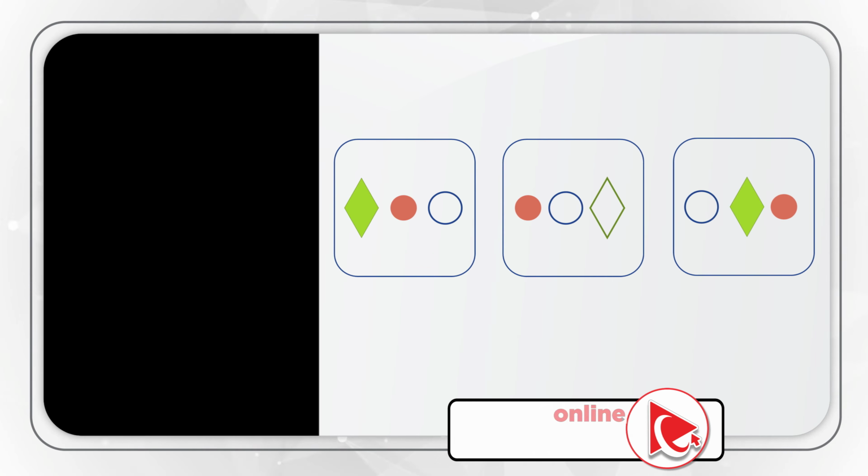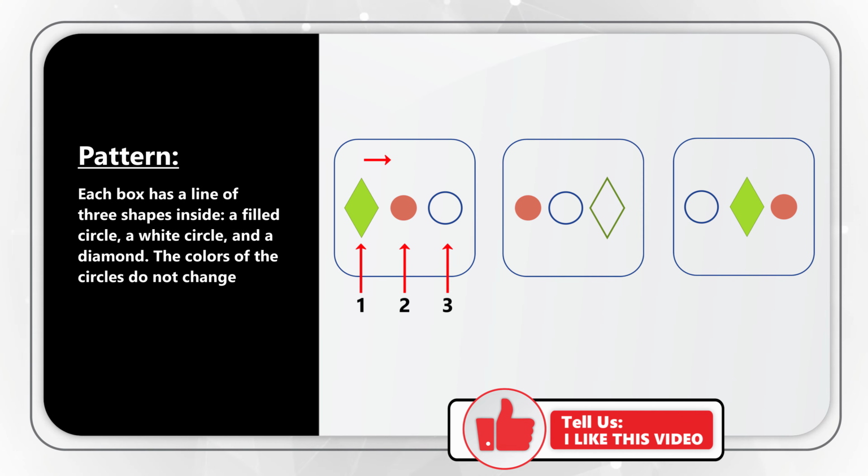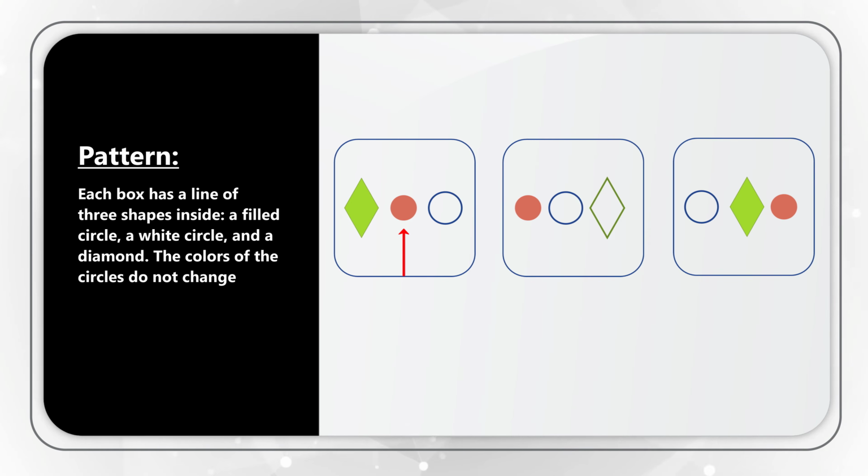If you take a close look at the shapes inside the square, each shape has a position 1, 2, and 3, going from left to right. You can also notice that there are 3 different shapes inside the boxes: a filled circle, a white circle, and a diamond.